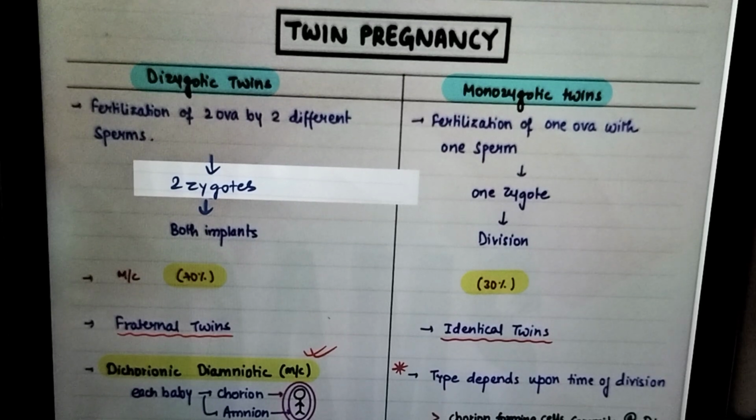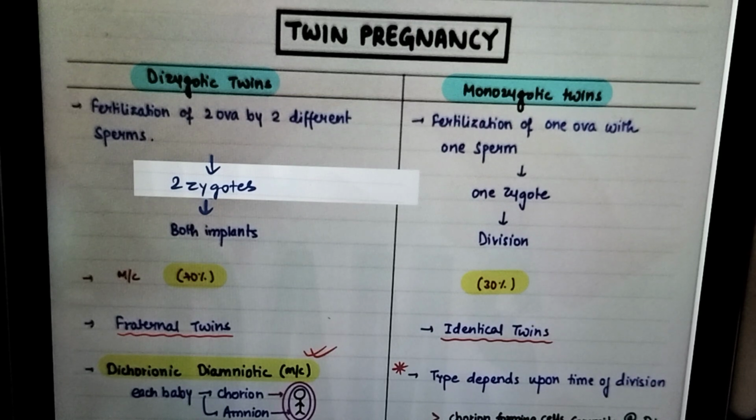Twin pregnancy. Twin pregnancy can be of two types, dizygotic and monozygotic twins. Dizygotic twins occur when fertilization of two ova occurs by two different sperms. Hence, two zygotes are formed and both get implanted. This is the most common type.